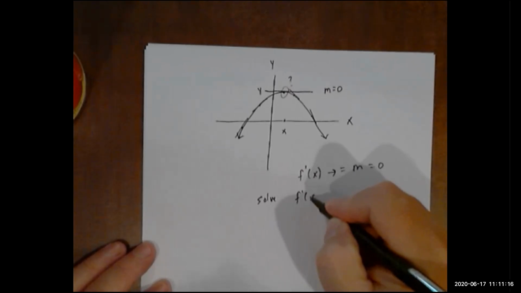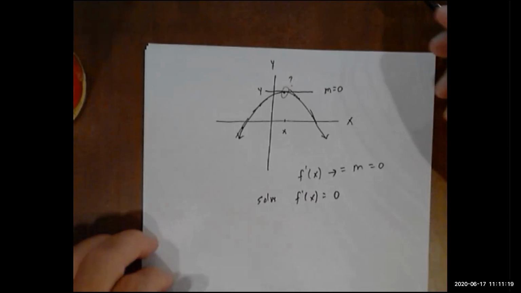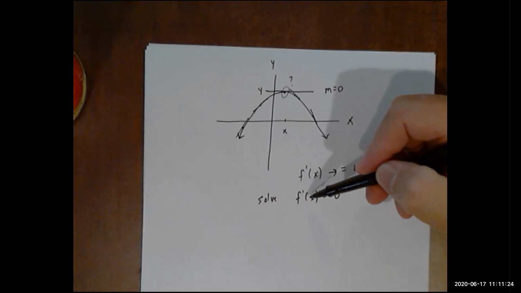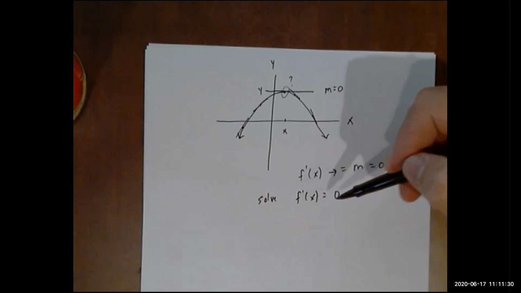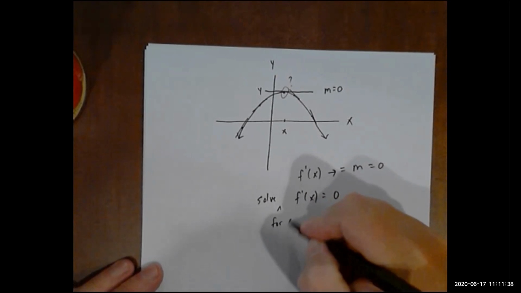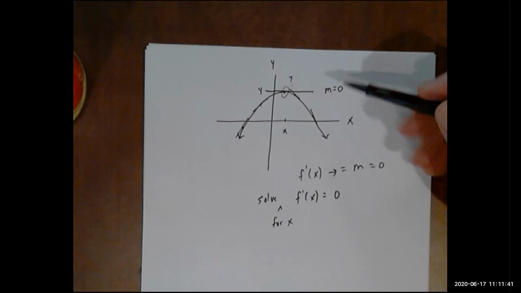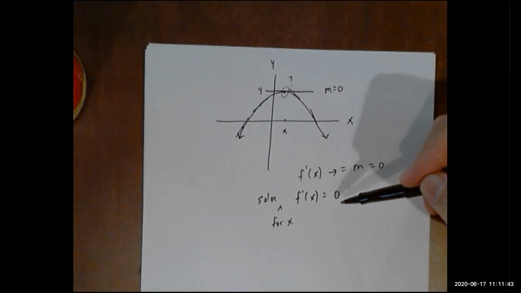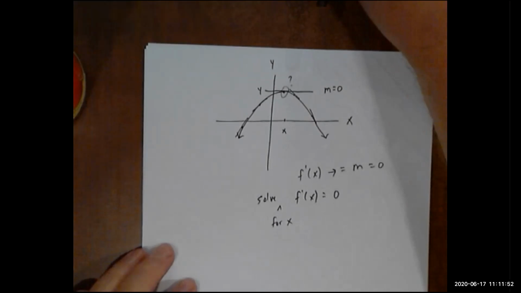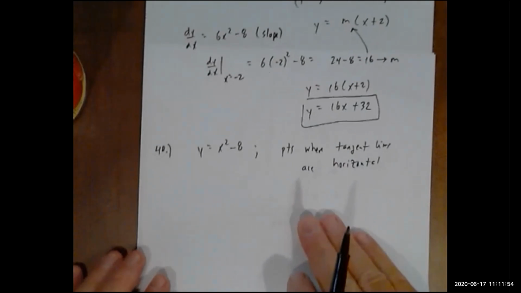Basically, I'm going to solve this equation. I'm going to take my function or my equation, take the first derivative and then set the first derivative equal to 0. And I'm going to solve for x. When I solve this equation, those values of x will be the points at which the slope is 0. So based upon that, now I'm ready to solve this problem.